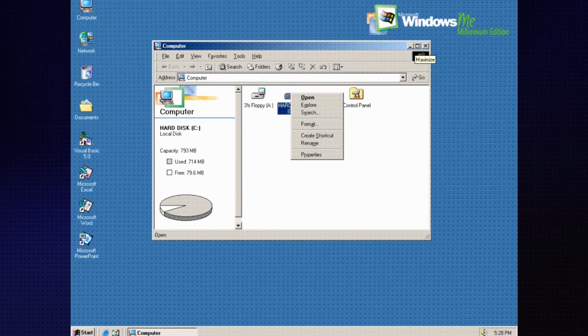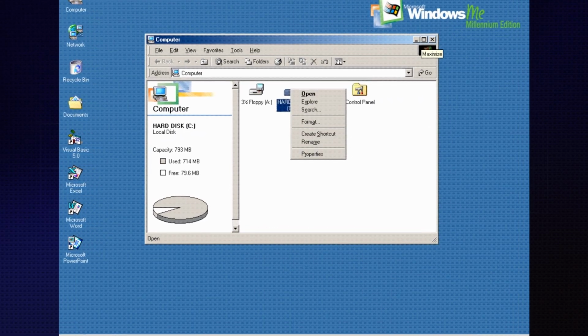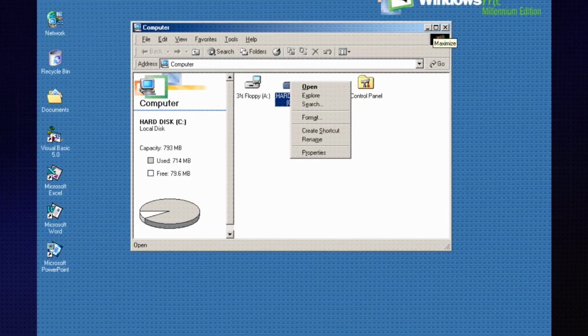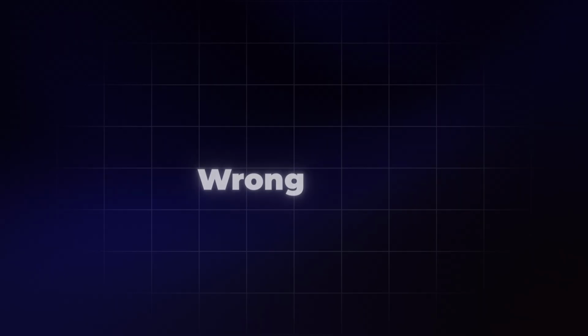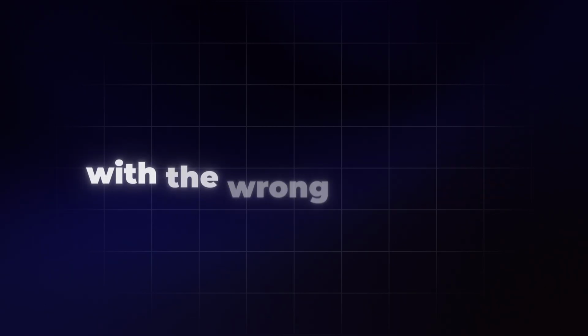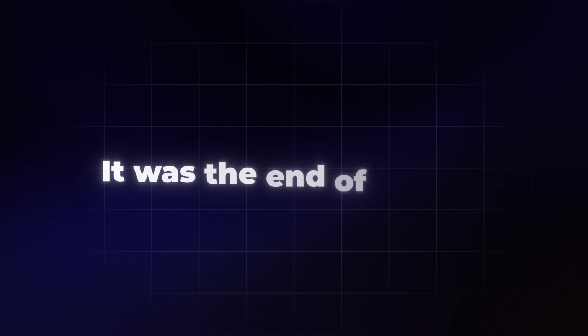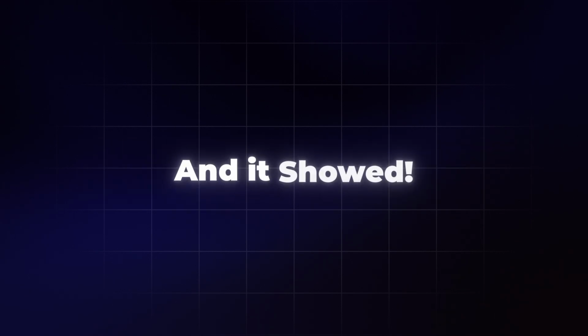Windows ME is remembered the way it is for a reason. It wasn't just bad luck or internet exaggeration. It was released at the wrong time, on the wrong foundation, with the wrong balance of ambition and stability. It was the end of an era, and it showed.